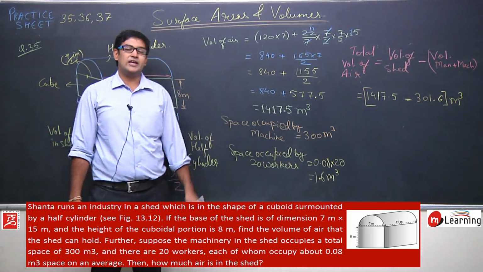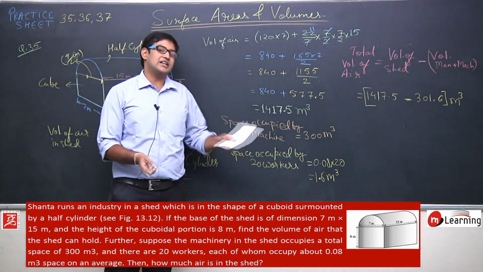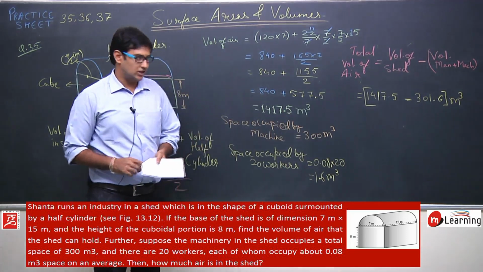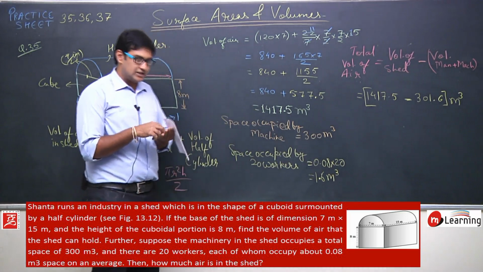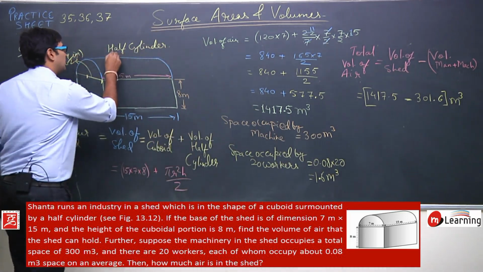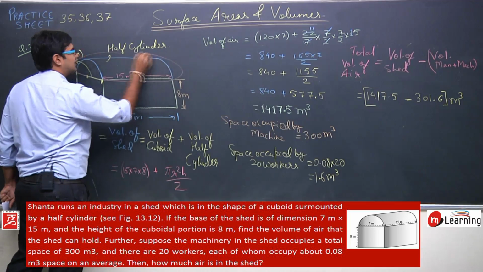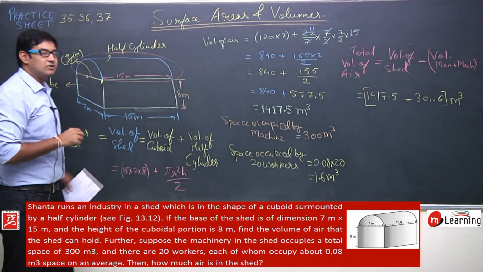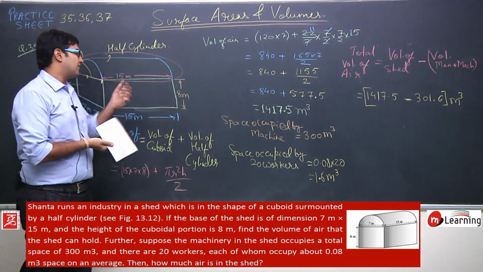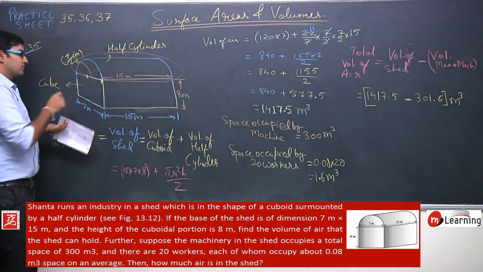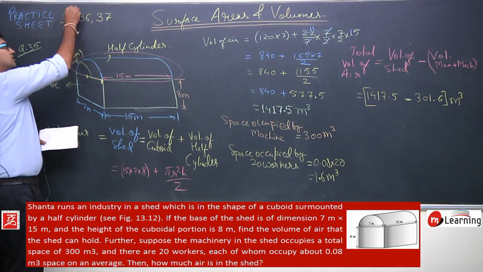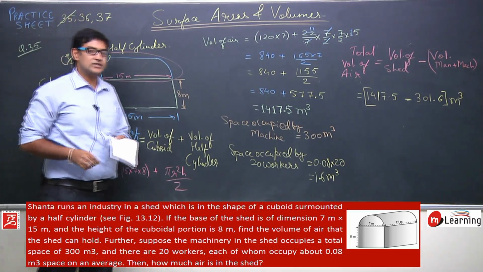So this is the volume of air when the man and machinery are inside the shed. This is the solution for question number 35. You can see it contains a new kind of figure, that is half cylinder. We haven't solved any question till now which contains a half cylinder. So this is a special question. So we have practiced this question and we have completed the 35th question.